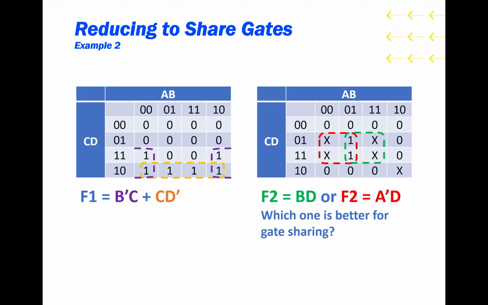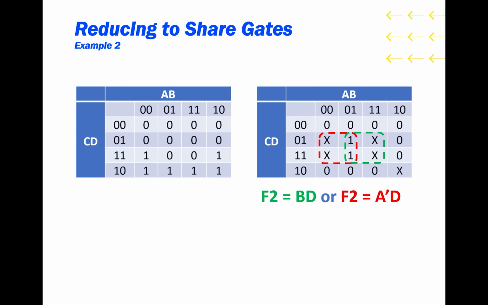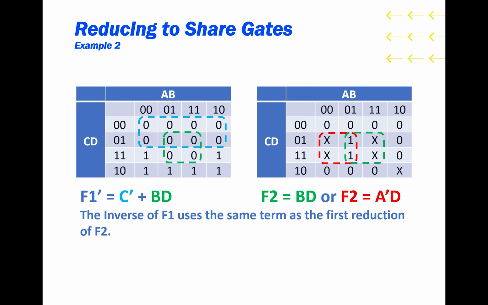So let's take a different approach. Let's try finding the inverse of F1 by grouping zeros. We can see the inverse of F1 uses the same term as the first reduction of F2. Well, it's great that the inverse shares a gate, but how does that help us with the non-inverse? If we invert again, we can get the original F1, and some simplification reveals that we can still use the BD gate if we invert it. This will allow our functions to share gates even when it might not have been obvious from the start.